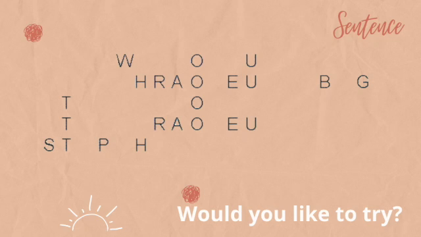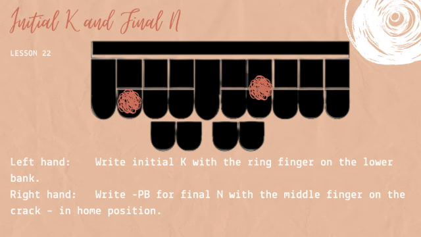Okay, let's proceed to the next lesson. We have here lesson 22. For lesson 22, we will learn about initial K and final N.